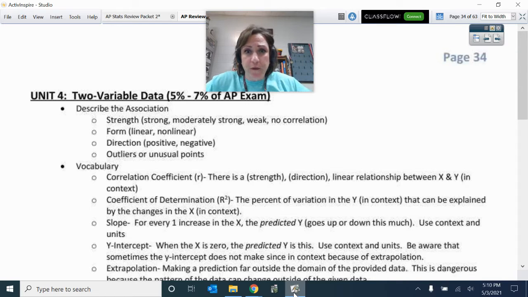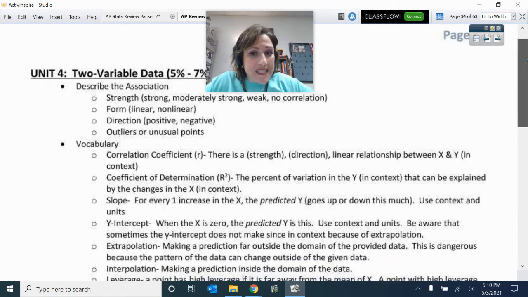All right, our unit 4 is the two variable data, 5 to 7%, but I think many of the ideas are kind of found in more areas than just this one. We've already done a lot of this because right before unit 10, we pretty much reviewed all of this already. So just remember there is a strong, there is a weak, positive or negative, linear. Is it linear or is it nonlinear? We want to talk about the shape, the association between the two variables, positive or negative, and then if we have any outliers or unusual points.